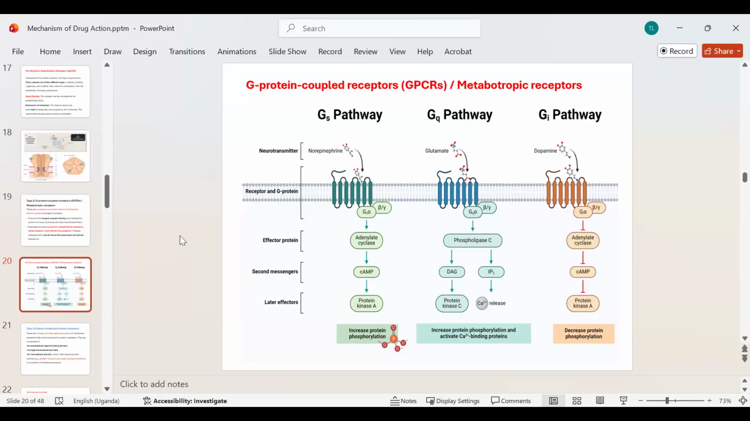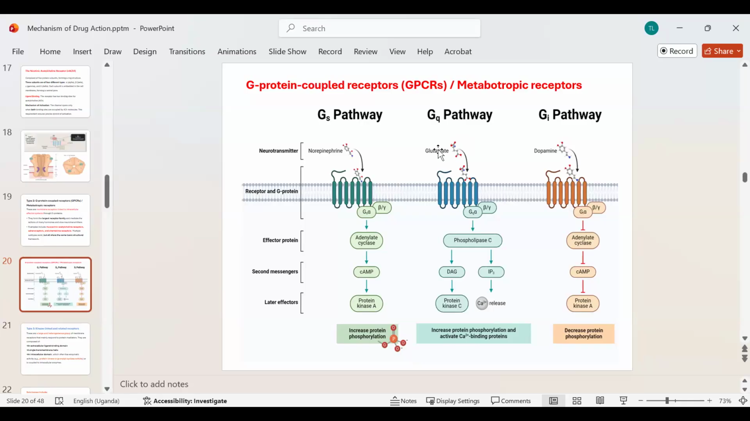As you can see, they are all coupled to a G protein. You can see this is the G protein. There are 7 transmembrane rings. You can count them, 7, and these are 7. But Gs, Gi, and Gq have some slight differences in them.